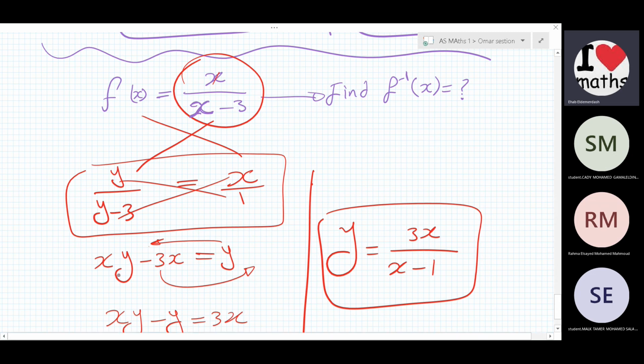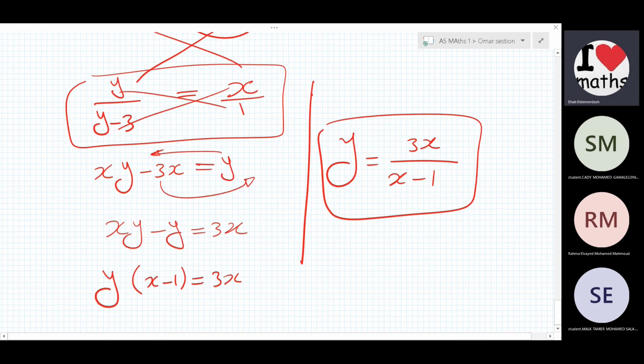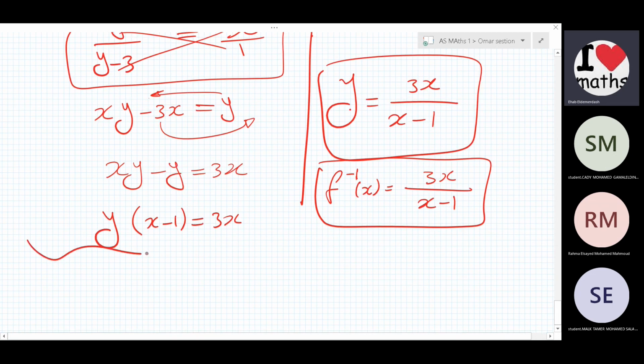So I will send the y to the left side. It will be xy minus y is equal to 3x. What should I do? I'll take the y as a common factor. I take the y out. What remains with me after I took the y out? x minus 1 equals 3x. Now it is clear that I can make y the subject. So I can say y is equal to 3x over x minus 1. So I now know, guys, that the inverse of x will be 3x over x minus 1. Are we clear on that? Is what I did understandable or not?